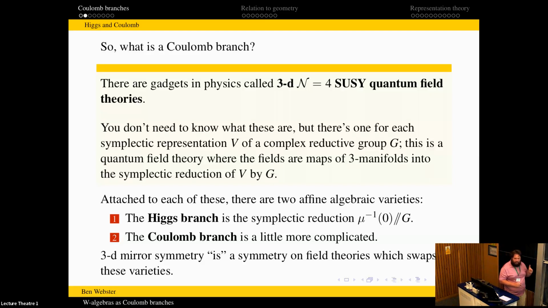Don't worry about it. The important thing to know is if I start with a symplectic representation of a complex reductive group, there is one of these theories attached to it.